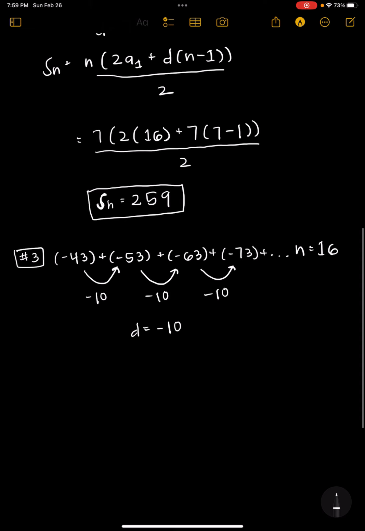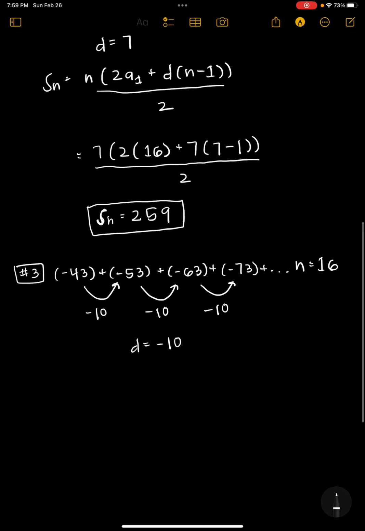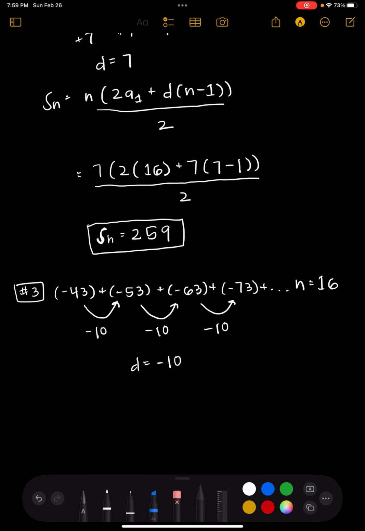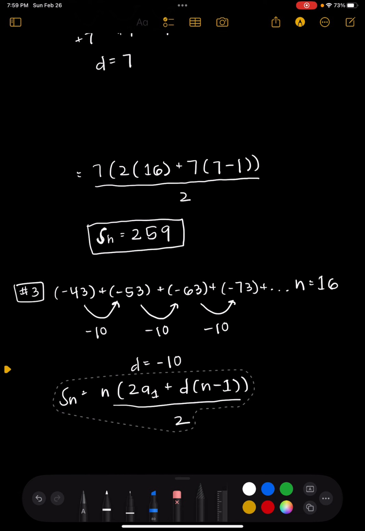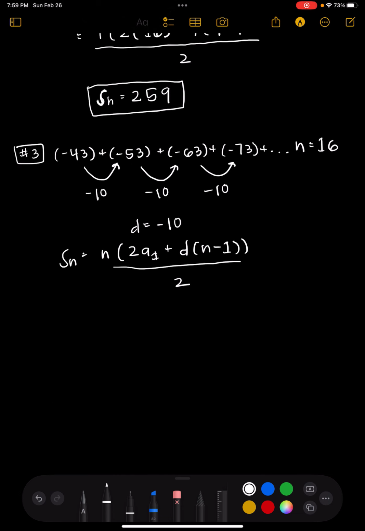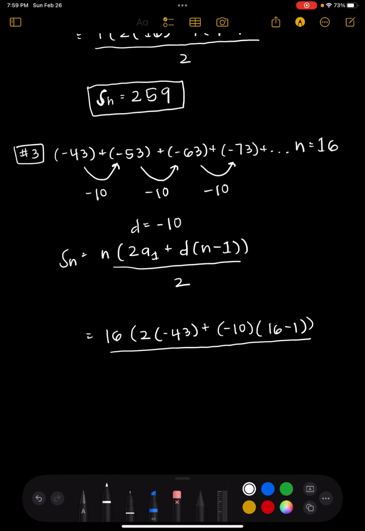Okay, now we're going to use that same formula as before. So what I'm going to do is just cut and paste it so that we can use it down here. Okay, so then for my n, we know that's 16. They told us that. 2 times your a1, which is -43, plus your d, what you're adding or subtracting every time, so that's -10, and then n minus 1, so 16 minus 1. That's all over 2. Now let's plug that in to the calculator.